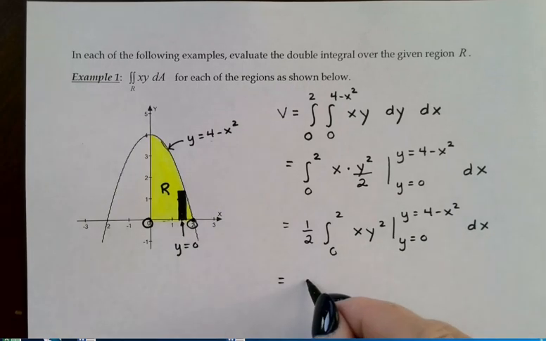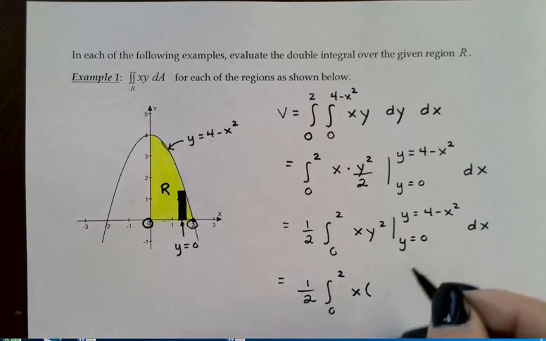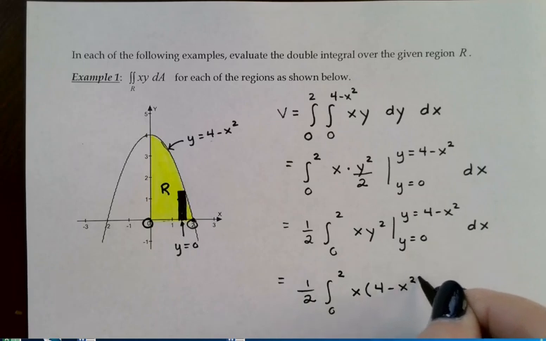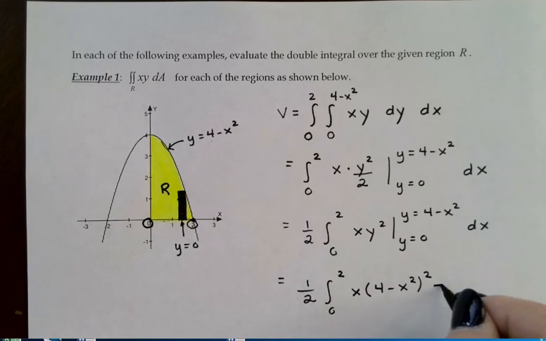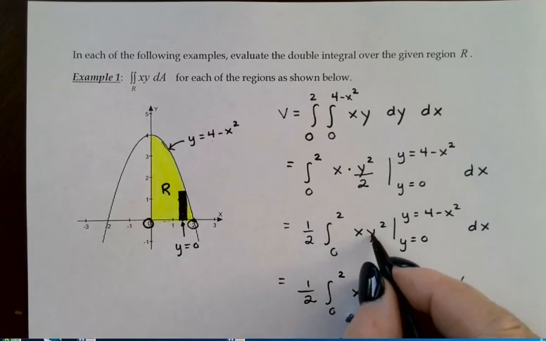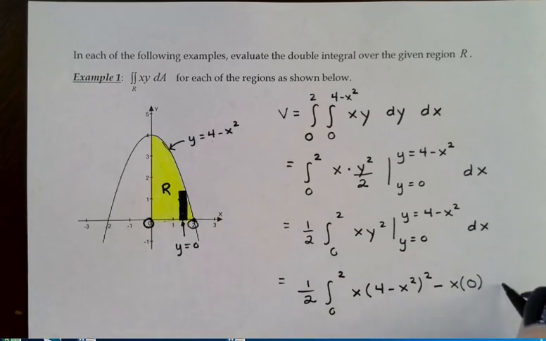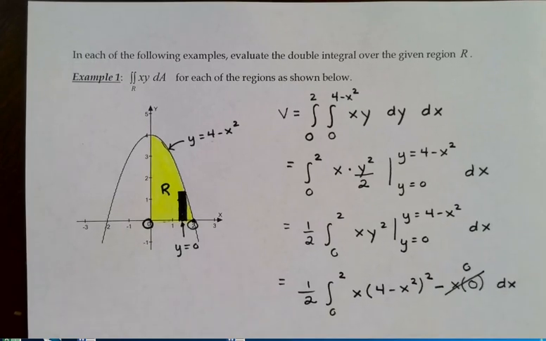All right, fundamental theorem of calculus. I would have x multiplied by, plugging in the y, 4 minus x squared, squared. Subtract x times, plugging in the 0, that one will just give me a 0. dx, that of course is really nothing, it's just 0.